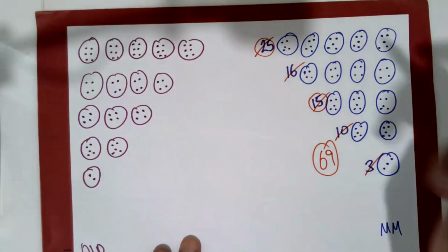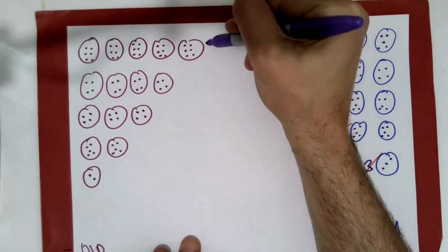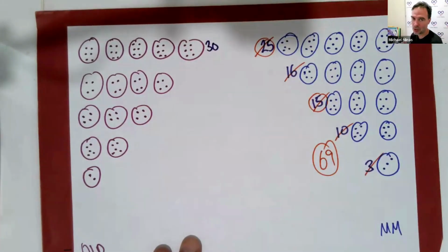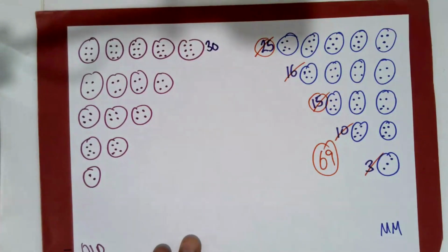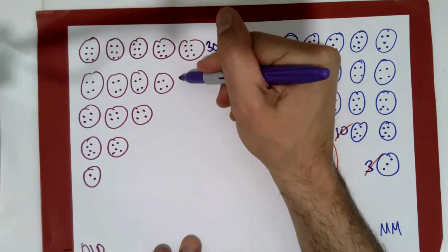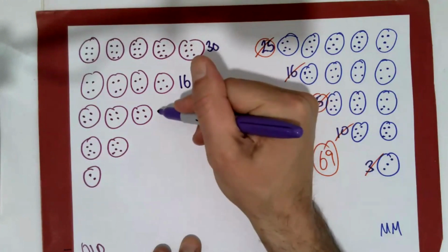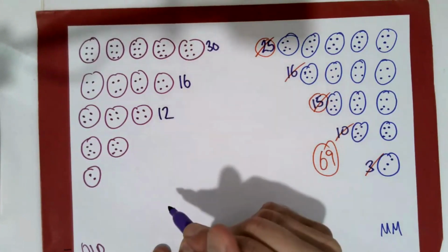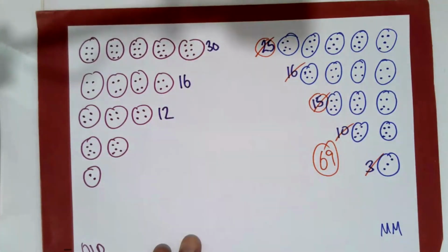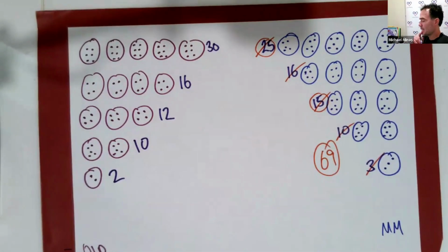Okay, the top row is 5 lots of 6. So that's 30. I'm not writing anything down till you tell me, all right? Oh, no worries. Sorry about that. And then the second row is 4 lots of 4. That's 16. Then 3 lots of 4 is 12. That's the third row down. 2 lots of 5 is 10. And then obviously 2. And what do you think about adding them up?